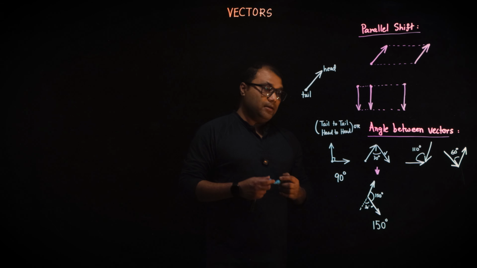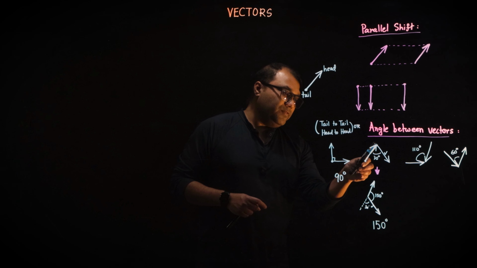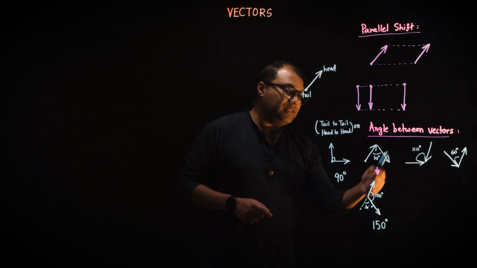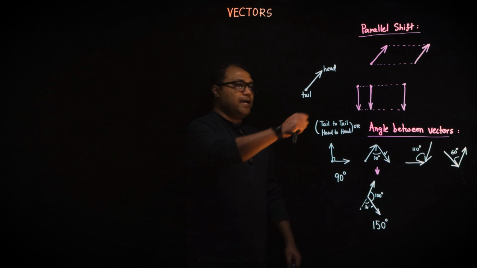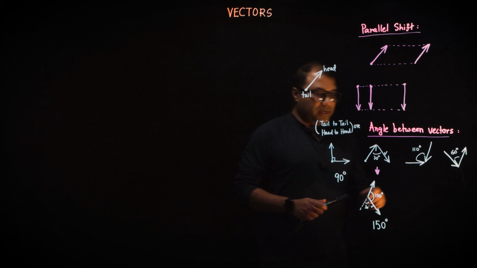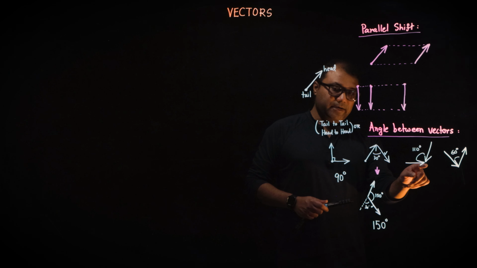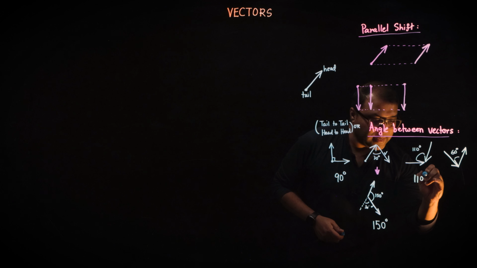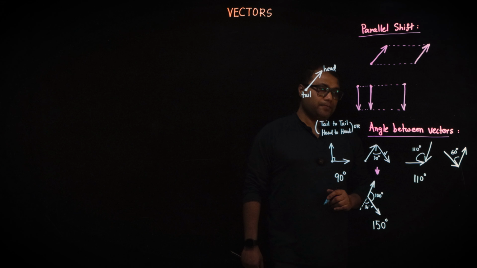Connect tail to tail. Same thing you could have done with this one if you would have done a parallel shift and connected head to head and then found this angle. That would be the angle between vectors. In this case, are they connected head to head or tail to tail? They are connected head to head. So 110 degrees is the angle between these two vectors.